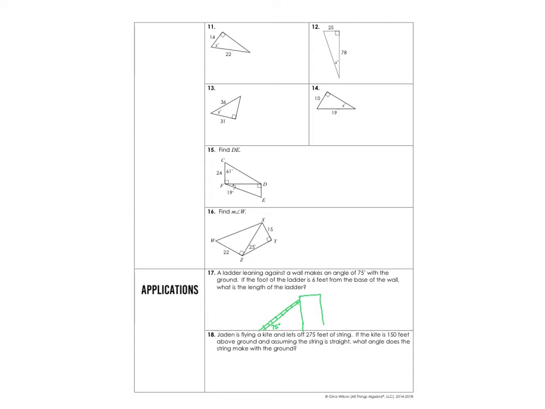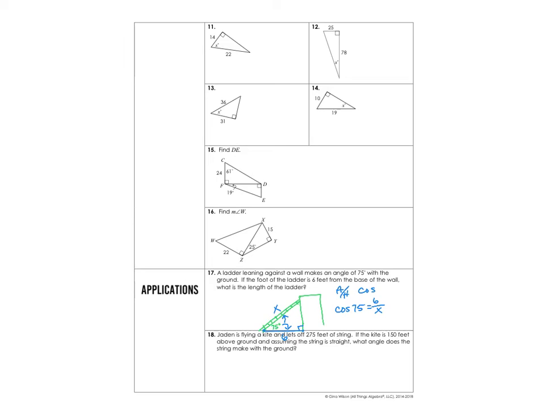If the foot of the ladder is 6 feet from the base of the wall, so 6 feet from here, this is 6 feet. What is the length of the ladder? We're looking for x. So we're going to set that up. We're given an angle, and we're given the adjacent and the hypotenuse, because here's our right angle. So adjacent and hypotenuse is cosine. So we have the cosine of 75 equals adjacent, which is 6, over hypotenuse, which is x.